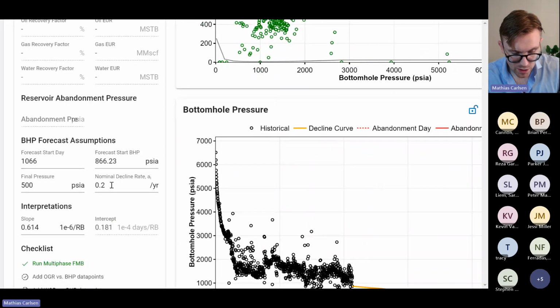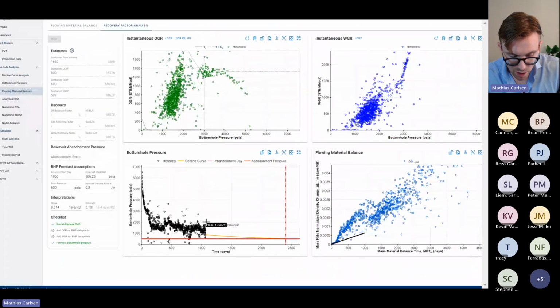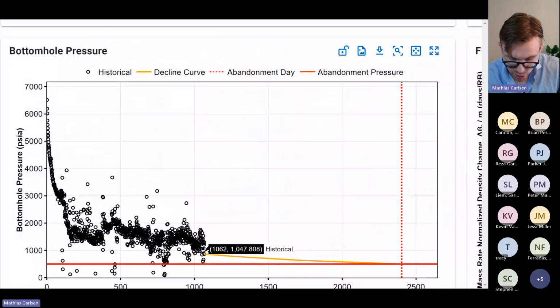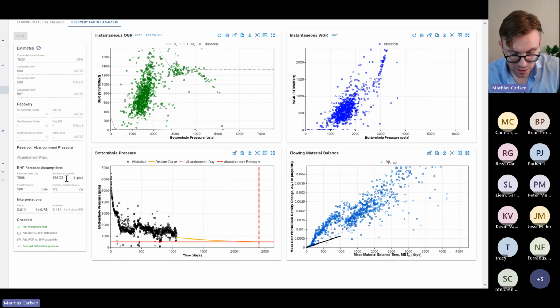So these forecast assumptions are what is happening from the end of the bottom pressures here and out. And you can change the starting pressure, etc. But for a flow material balance exercise, it doesn't matter, because the only thing we care about is the final abandonment pressure. And that's essentially what the recoveries will yield and give you. Good. So that's number one.